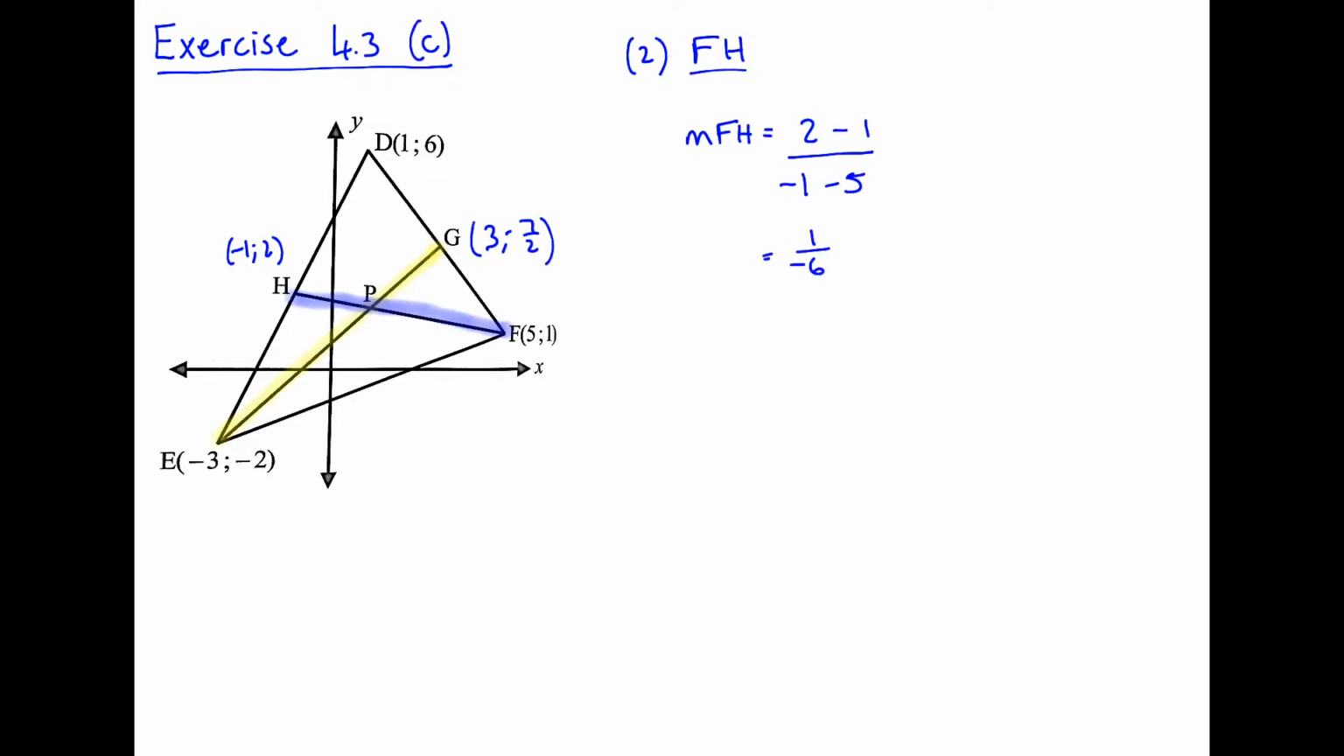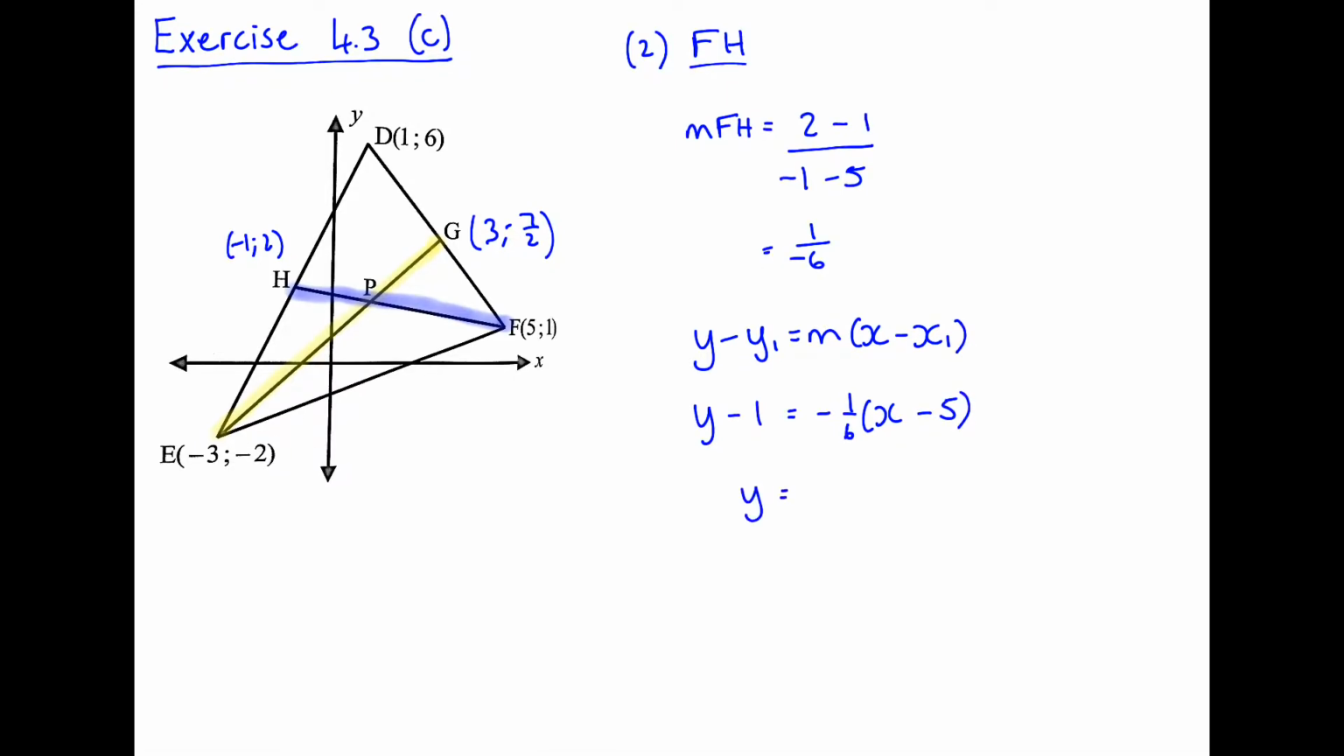All right, and now we're going to use this formula again and substitute either point. I'm going to choose F, doesn't matter which one. So y minus 1 equals our gradient, negative a sixth, into x minus 5. Multiply out, we get negative 1 over 6x, and then negative 1 over 6 times negative 5 is positive 5 over 6, plus 1 is 11 over 6. Okay, so that's your equation of FH.